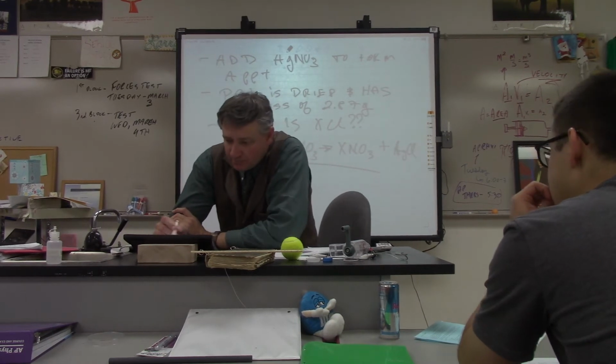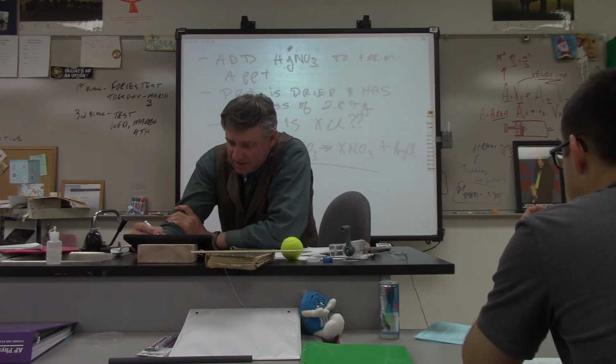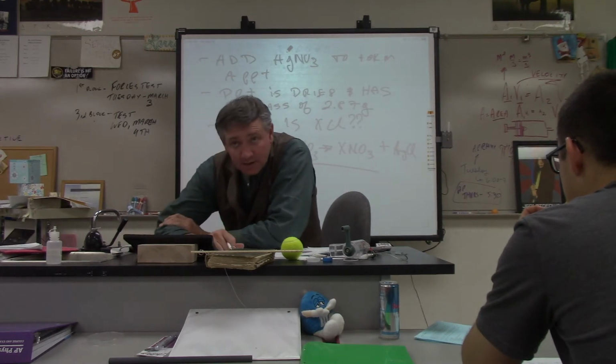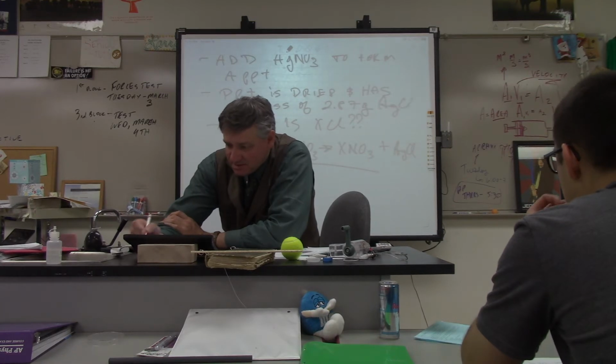So, even though I don't tell you this, the precipitate is dried, and that's 2.87 grams of what? Of silver chloride. So again, you have to look at this in a sequence.